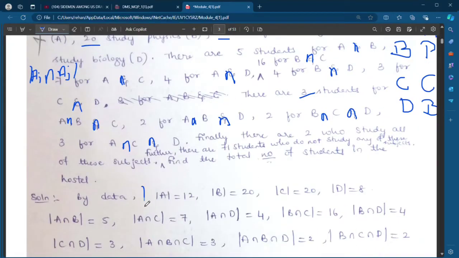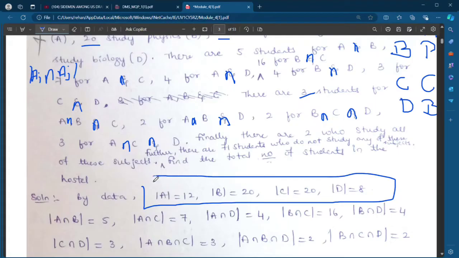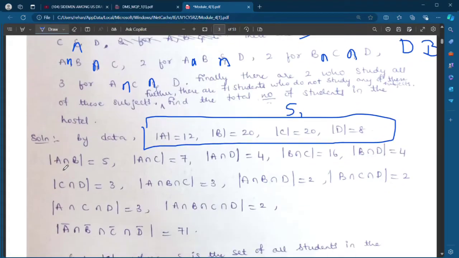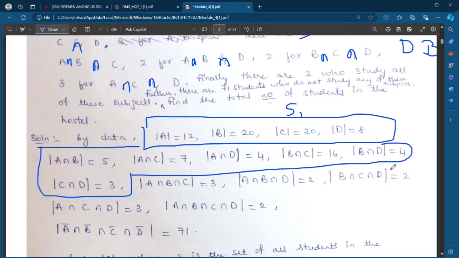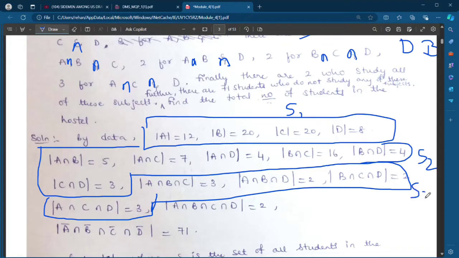So one by one I will write. See here, individual only one subjects I have this. So this whole thing if I add, let me write this as S1. Then A intersection B is equal to 5. So see here till here, this thing is written down. Let this be S2, and except for this, this part be S3. This will be my S4.